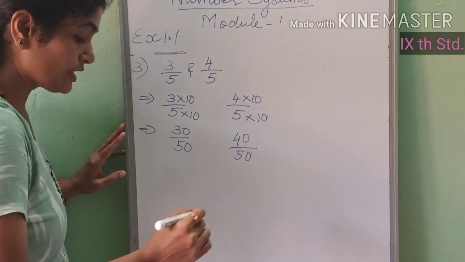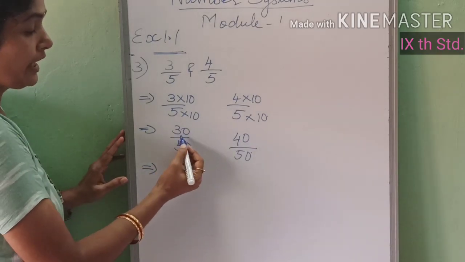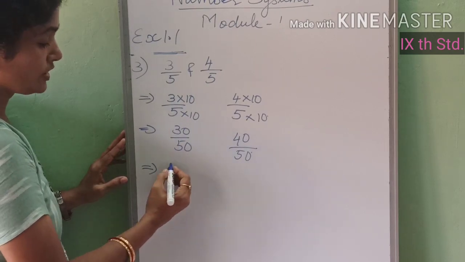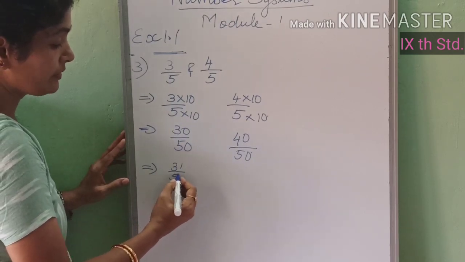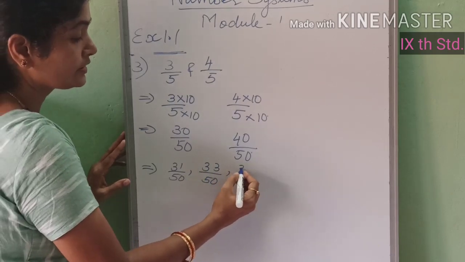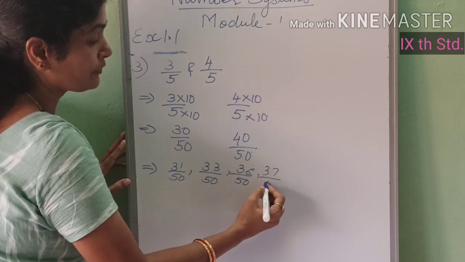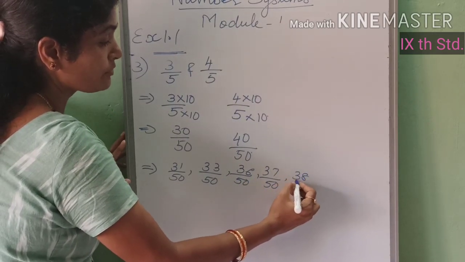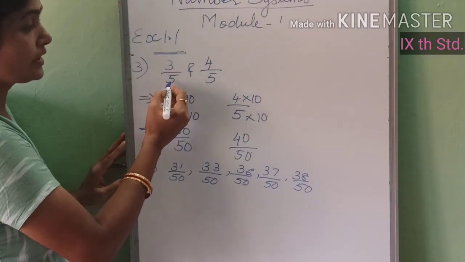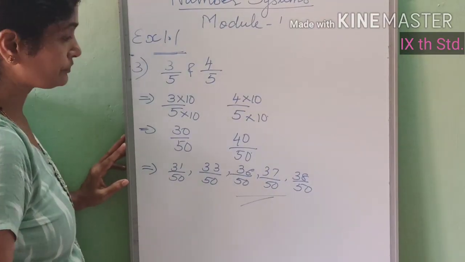They have asked you to write 5 rational numbers. So between 30 by 50 and 40 by 50, you write any 5 rational numbers, say maybe 31 by 50, 33 by 50, 36 by 50, 37 by 50, 38 by 50. These are 5 rational numbers between 3 by 5 and 4 by 5. Is it clear? Okay. Next.